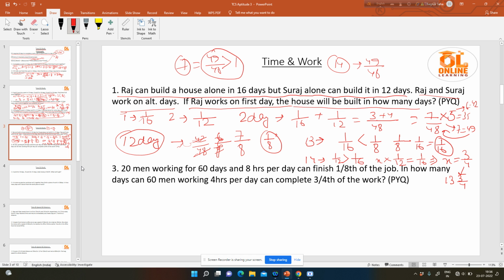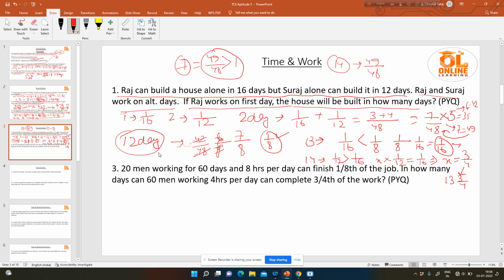So what amount of work is left? Amount of work left is 1 by 8. Now in 13th day, who will work? 13th day Raj will work. So Raj 1 day work is 1 by 16. That is less than 1 by 8. So he will work on that day. What amount of work will be left after Raj worked? 1 by 16 work will be left, right?